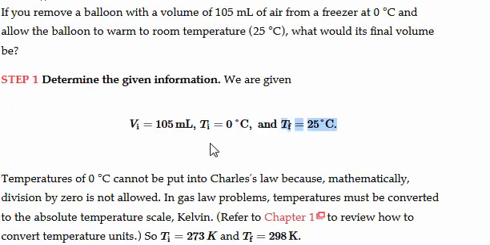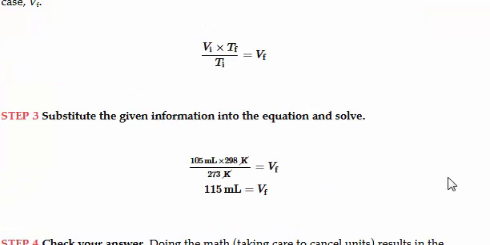Now, one thing we notice is that our temperature is in Celsius, and that is not going to work. Especially with a value of 0, that is absolutely not going to work. We can't divide by 0. So before we plug it into the equation, we've got to change our Celsius to Kelvin by adding 273 to each temperature in Celsius. So our initial temperature is 273 Kelvin, and our final temperature is 298 Kelvin.